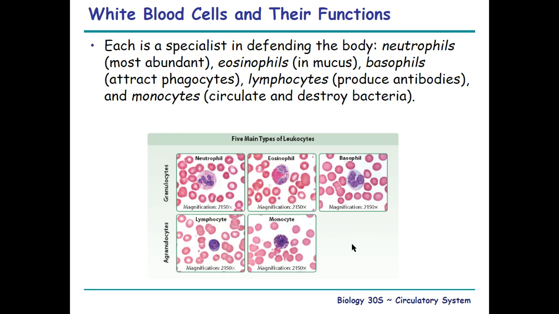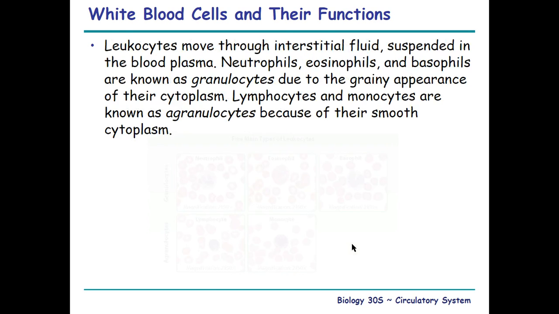Eosinophils, that's in the mucus. Basophils, those attract phagocytosis. Lymphocytes, which produce antibodies, and monocytes, which circulate and destroy bacteria. And you can see them in each one of the pictures below.